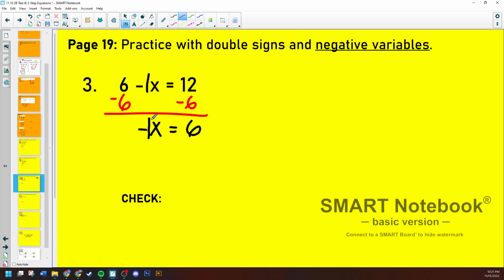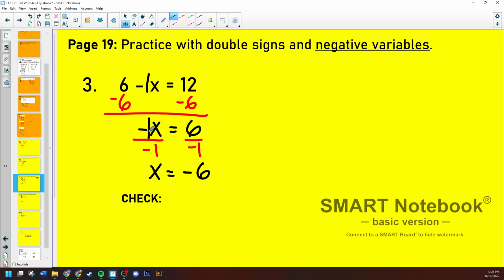So the way we need to get rid of this negative 1 is just like if we had a 3 here. If this was 3x, we would be dividing by 3. Well, instead of dividing by 3, we have a negative 1. So we'll divide by negative 1. And all this is going to do is switch our sign. So x is equal to negative 6.